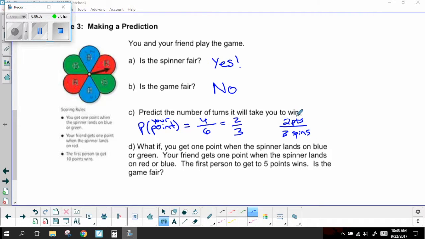2 points for every 3 spins. But I need to get 10 points. So how many spins will that be? If I was lucky, 2 times 5 gives me 10. So 3 times 5 gives me the 15 spins that I would need.